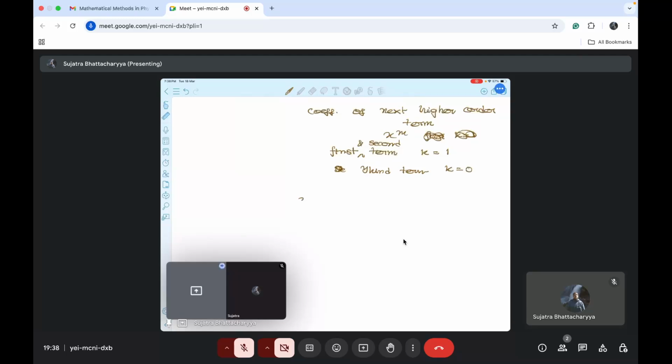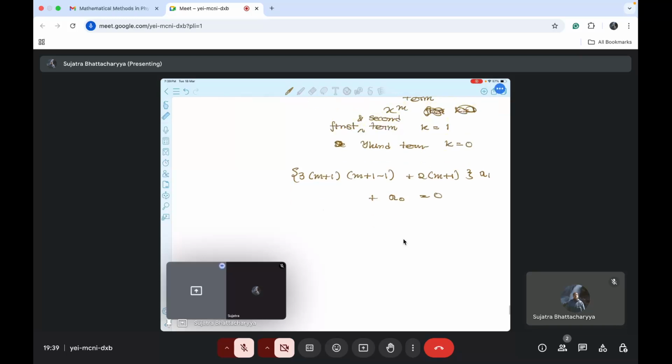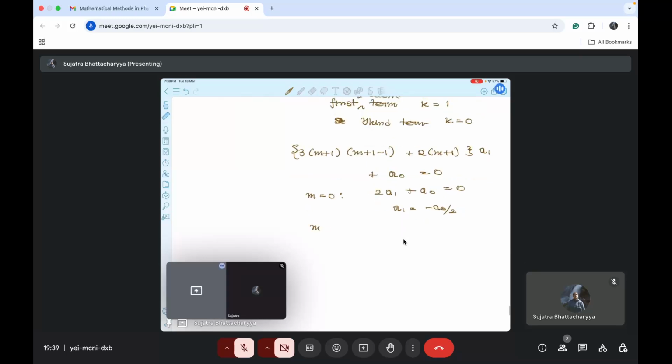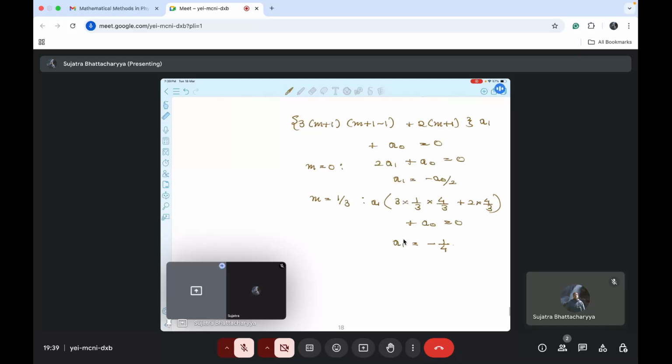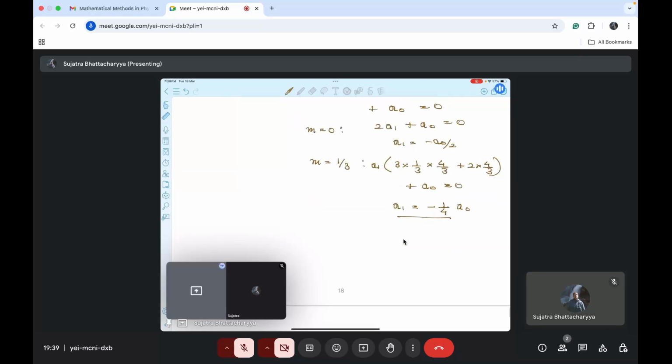So once we do that, we get 3(m plus 1)(m plus 1 minus 1) plus 2(m plus 1) times a1, plus a0, which is equal to 0. So for m is equal to 0, you get 2a1 plus a0 is equal to 0. So a1 is minus a0 by 2. And for m is equal to 1 by 3, it will be 3 into 1 by 3 into 4 by 3 plus 2 into 4 by 3, into a1 plus a0 equal to 0. This gives you a1 is equal to minus a0 by 4. And you will see that when we find out the general recurrence relation, you will be getting the same thing.